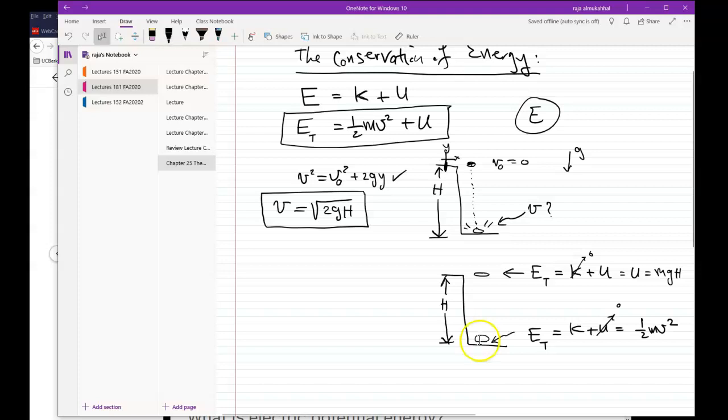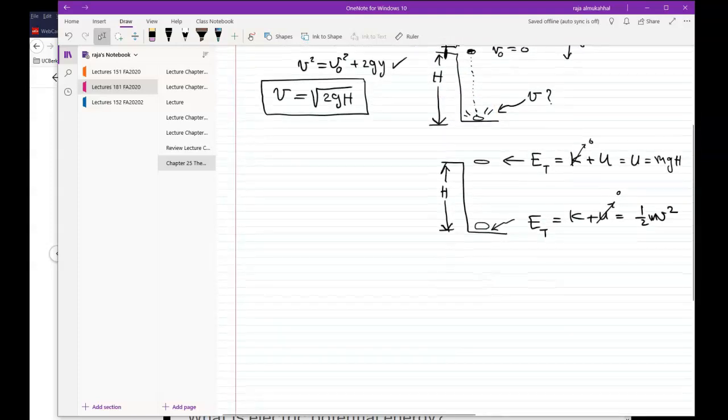Now, because of the conservation of energy, conservation means what? Go back to this formula: it means the sum of the kinetic plus the potential is always a constant. This total energy E is always a constant, the same number all the time, for a conserved system. In other words, those two values, this one and this one, must be equal because the total energy is conserved. So now I'm going to equate them together.